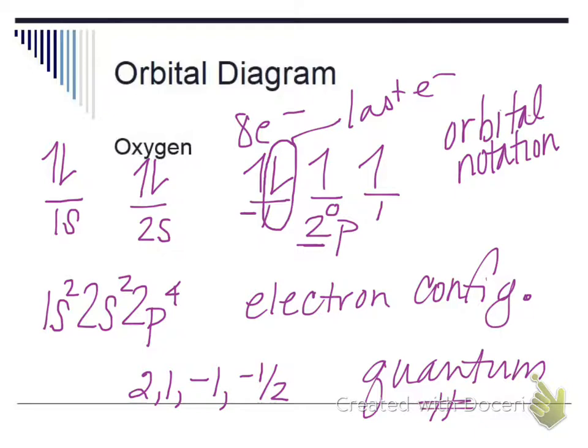The next example is sulfur. Let's do it again. How many electrons does sulfur have? 16. Find it on the chart and predict what it's going to end in. So 3p what?